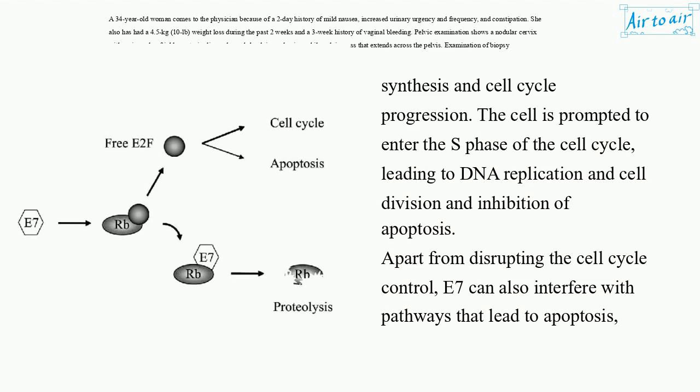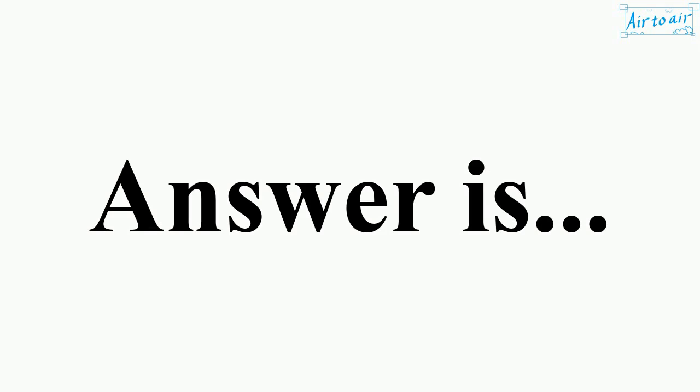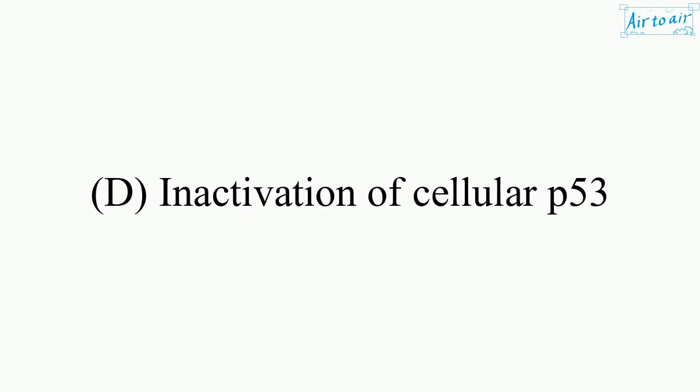and inhibition of apoptosis. Apart from disrupting the cell cycle control, E7 can also interfere with pathways that lead to apoptosis, further promoting cell survival and proliferation. These processes can lead to genomic instability and result in carcinogenesis. The answer is D. Inactivation of cellular p53.